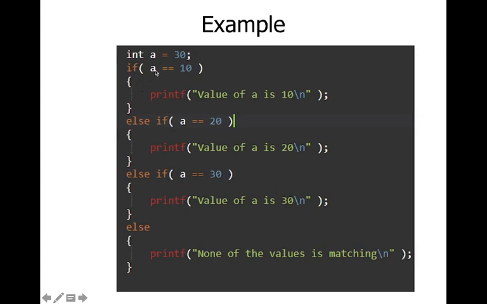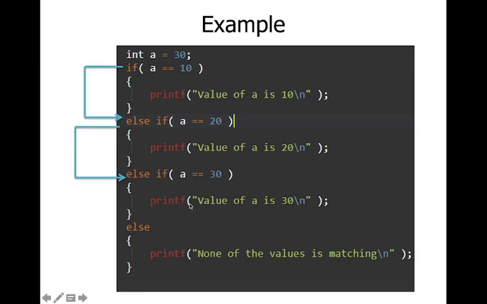So this is another example, the same example. I have given a different value, a is 30. So what it does, it will check whether 30 equal to 10. It is false, so it will go to the next part. 30 not equal to 20, again this is false, so it will go to the next else if part. Else if a equal to 30, so here it is true. 30 equal to 30, it is true.